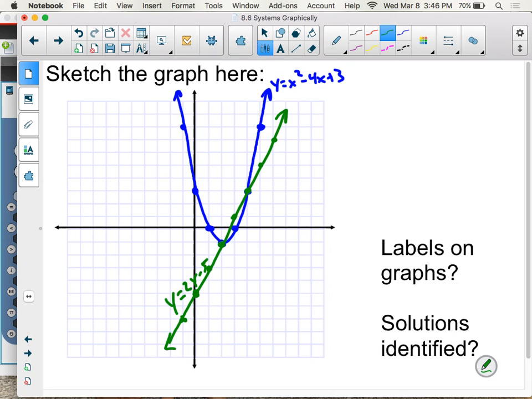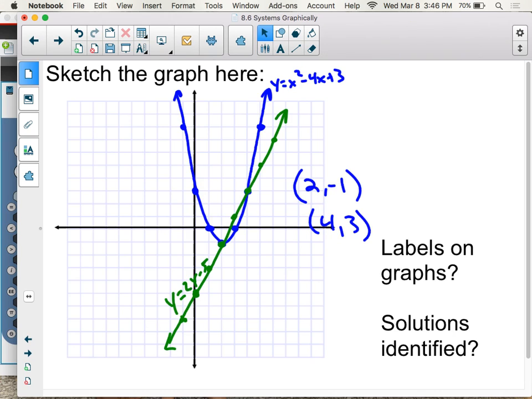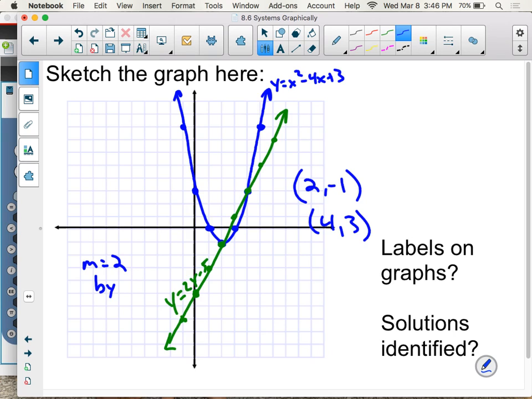And again, we want to identify our solutions. So on our graph, let's write the solutions are 2, negative 1, and 4, 3. Looks great. So we graph our curves, write down a table. If you wanted to for the line, you could have written down that the slope was equal to 2, and the y-intercept, the b value, was negative 5. You could do that if you want. That's good as well.